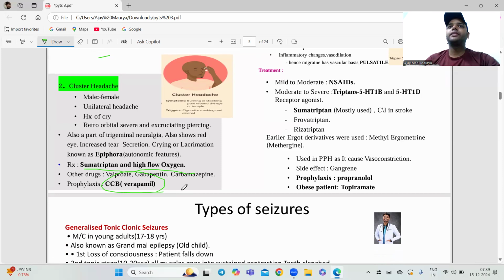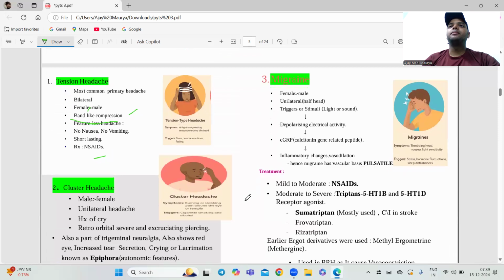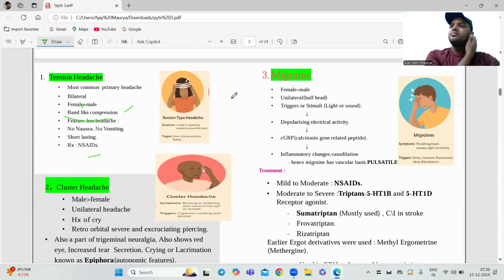Next one is migraine, guys. Please remember that migraine is more common in the female. It is unilateral only. It is triggered by stimuli like light or sound. Migraine is most sensitive to light, and also sound.